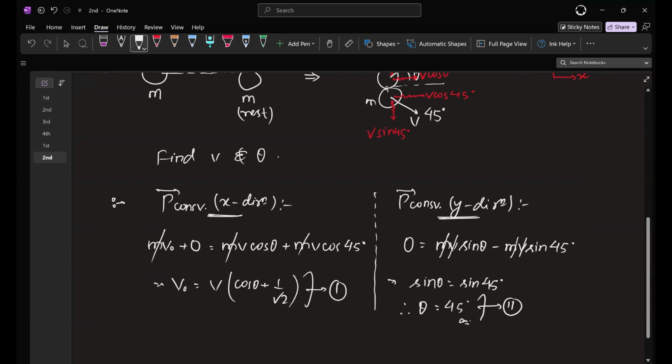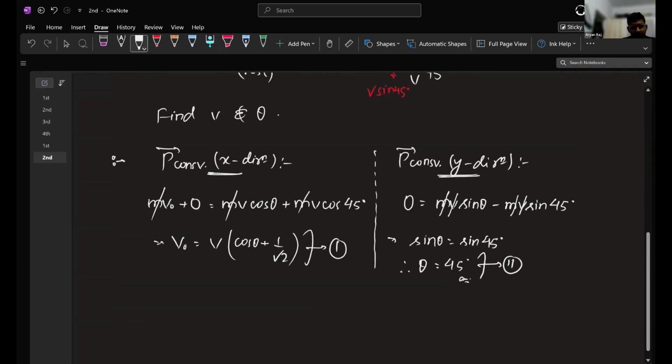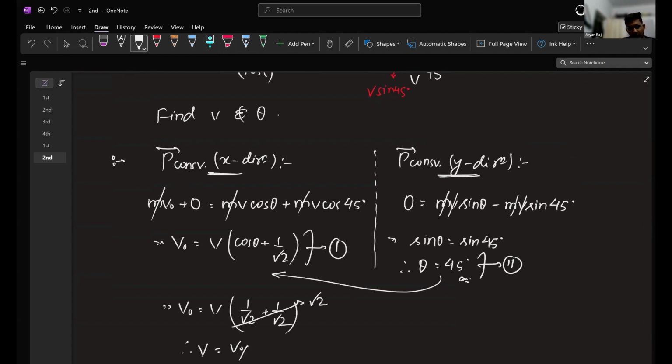And like this, kinetic energy conservation we won't even have to apply, because we can directly put the value of theta here. It will be v naught equal to v, cos theta would again be 1 upon root 2, plus 1 upon root 2. So v is going to be equal to what? This will be 2 upon root 2, which means root 2. So v will be v naught upon root 2. Answer. Any doubts?